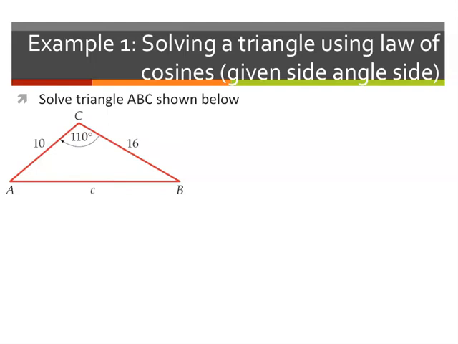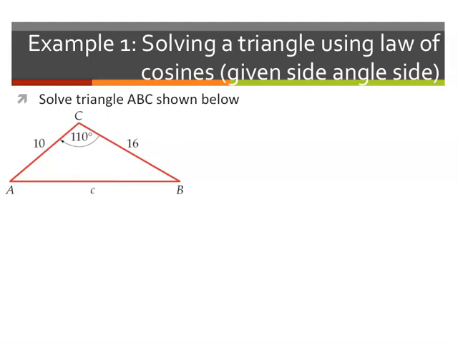Now you're asked to solve the triangle, so just like solving a right triangle means you find the measure of all the sides and all the angles. So we're going to do the same thing here. That means we need to find the measure of side C, the measure of angle A, and the measure of angle B. So let's start with side C.